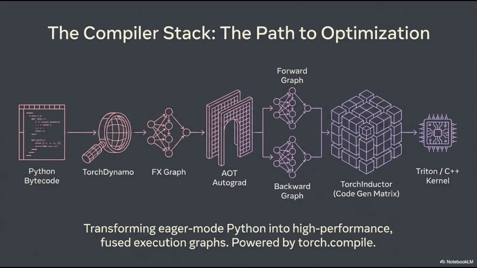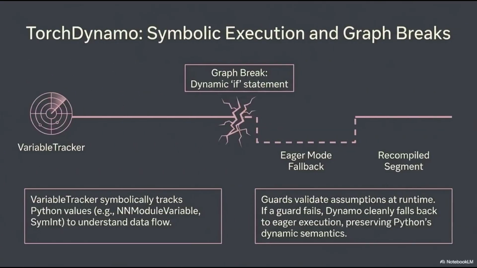Fundamentally, this entire stack is designed to transform eager mode Python into robust, high-performance, and fused execution graphs, all seamlessly powered by Torch.compile. Torch Dynamo employs symbolic execution to optimize Python code, as illustrated by this flow. The variable tracker component symbolically tracks Python values, such as NN module variable and simint, to build a comprehensive understanding of the data flow within your program. During this process, dynamic Python constructs, like an if statement whose condition cannot be statically determined, lead to what we call a graph break.